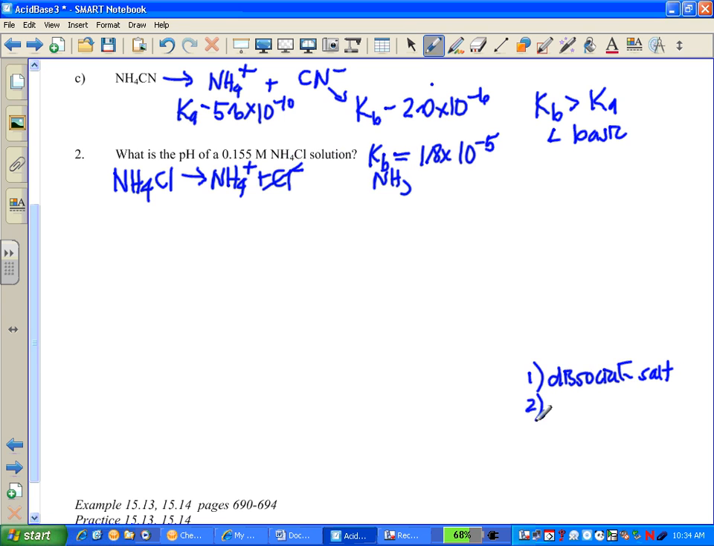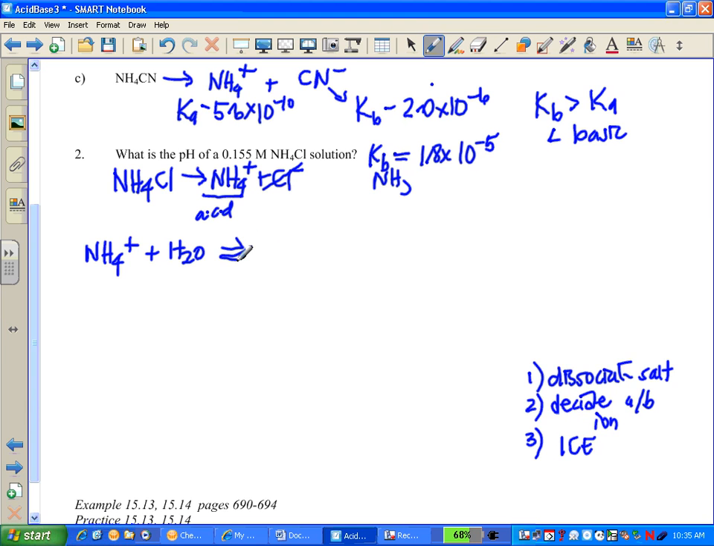Okay, so once you've dissociated the salts, you need to decide the acid-base ions. Okay, so we've decided that this is an acid. Okay. Then what we need to do is set up an ice chart, okay, of that ion that affects the pH. So NH4 plus affects the pH, so we need to write its hydrolysis reaction. So it's reaction in water. We've decided it's an acid, so it's going to donate a proton to the water, and we're going to be left with NH3 and H3O plus.